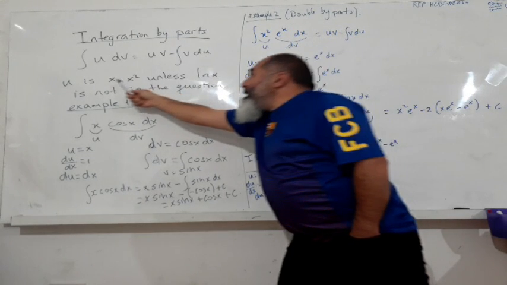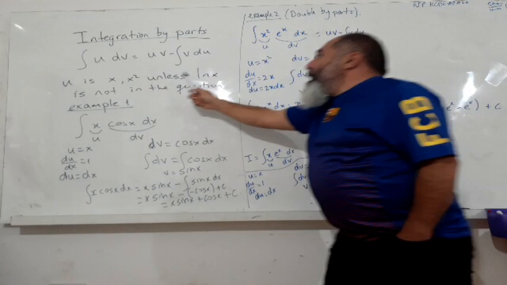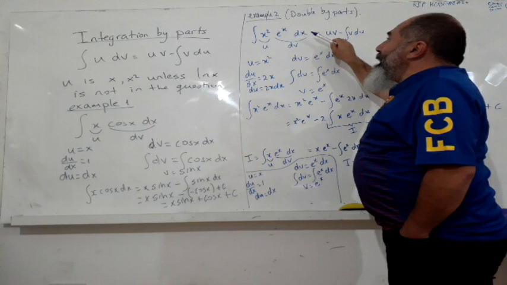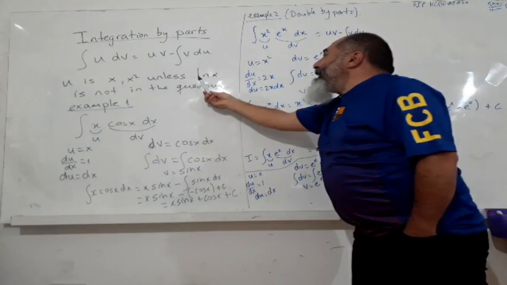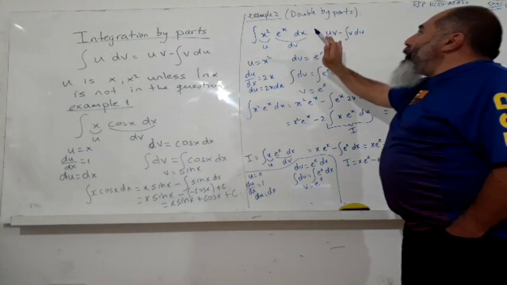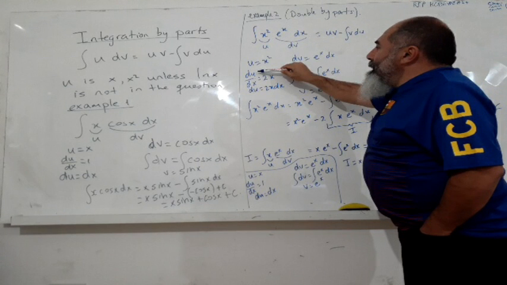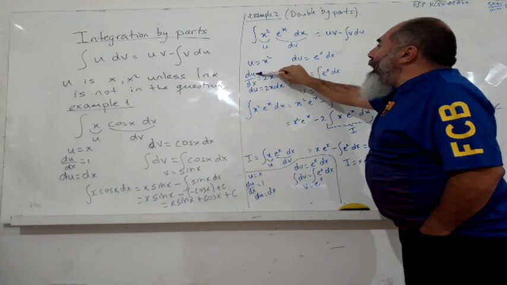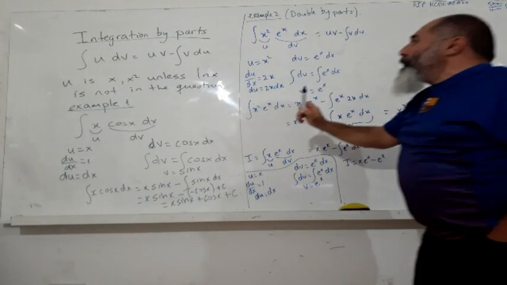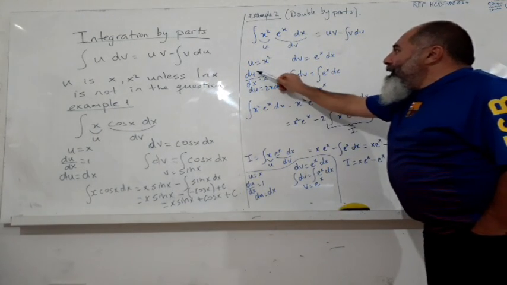And remember, in this integral here, we don't have ln x. Ln x is a totally different case. So, u is x squared. Take the derivative to find du, because in the formula we have du there. du over dx is 2x, so du becomes 2x times dx.